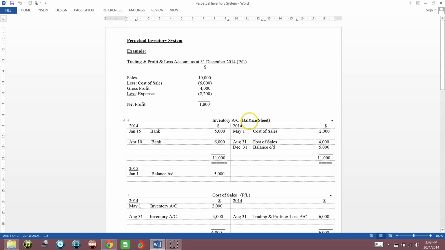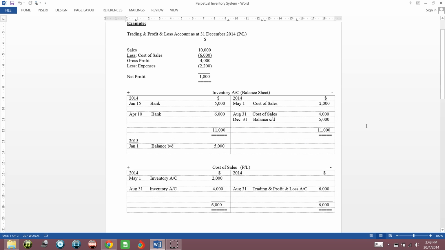So on the accounting side, we will have an inventory account. This inventory means the inventory that will appear in my balance sheet. This inventory will not appear in my trading and profit and loss account. This is the inventory in my balance sheet, the stock that is supposed to appear in my balance sheet. That means at 31st December 2014, my inventory balance will be 5,000. This is the inventory balance at 31st December 2014.